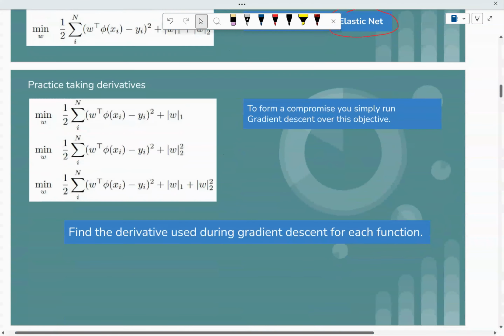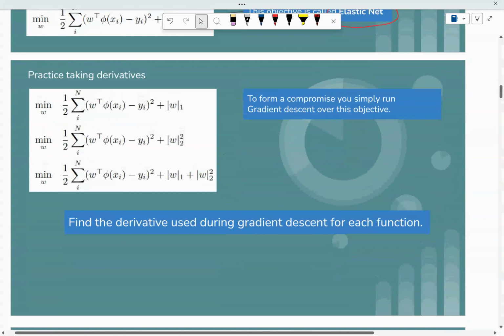So at this point, notice if we want to minimize this objective, we can simply take the derivative and run gradient descent on it. It turns out that for this one and for these ones, there are no closed form solutions. So without closed form solutions, your only alternative is to use gradient descent to solve it. Luckily, we spent a lot of time learning how to take the derivative of this as well as the derivative of this. So you should know how to take the derivative of all these.